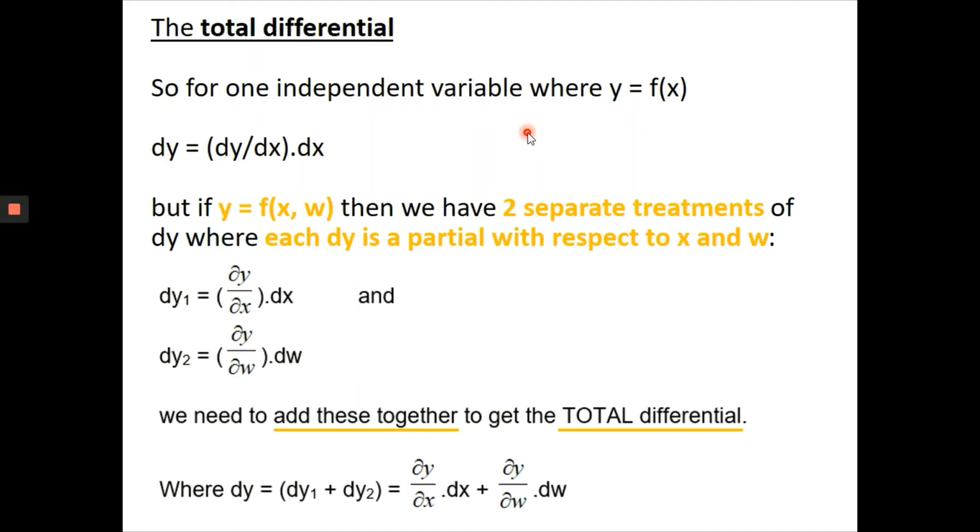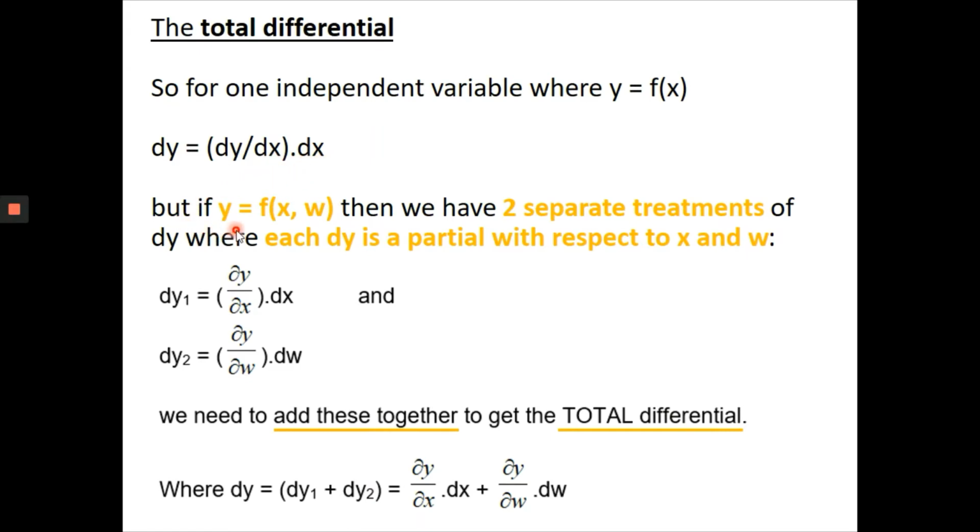In the previous example, we were working with a function where there was one independent variable. For example, y is a function of x. And to find the differential dy, quite straightforward, we need to find the derivative of this function with respect to x, and we would include that here, multiplied by dx.